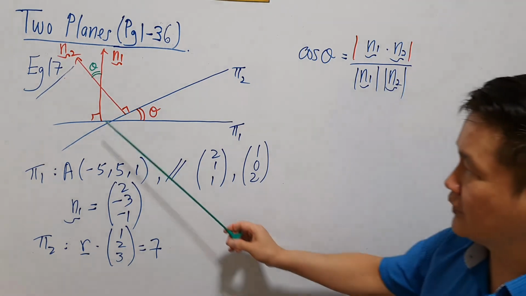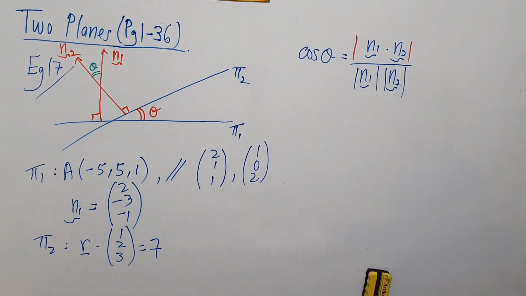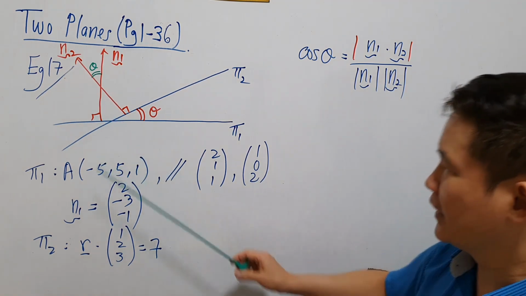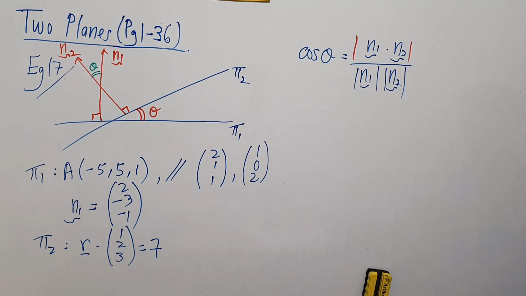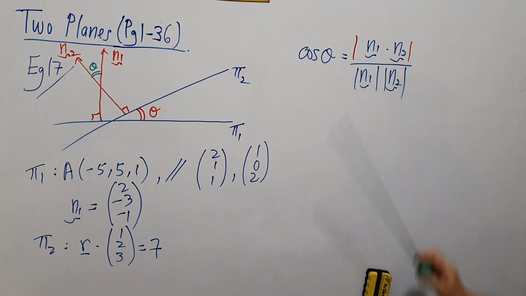Actually, if this vector n1 had pointed downwards, right, then the angle between n1 and n2 is no longer theta, but it will be an obtuse angle. And then you end up with an obtuse theta, which is not what we want. So in order to ensure that you get an acute angle, I want you to remember that to find the angle between two planes, you always need a modulus on the numerator. And now we are ready to perform the arithmetic.